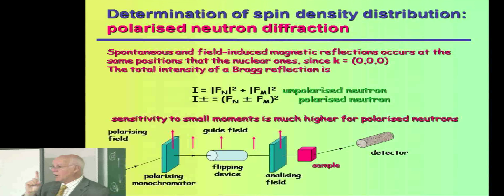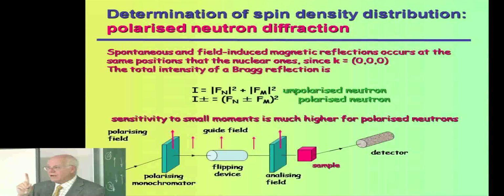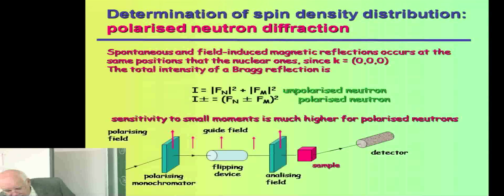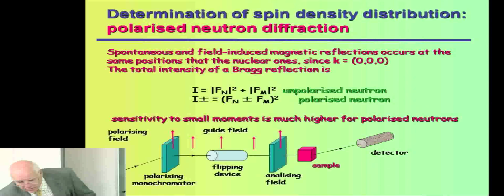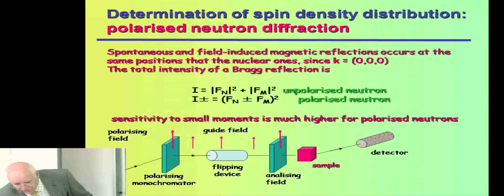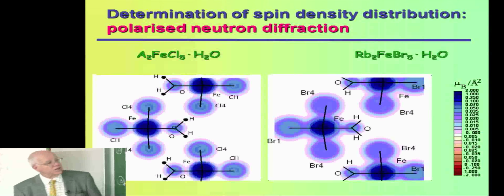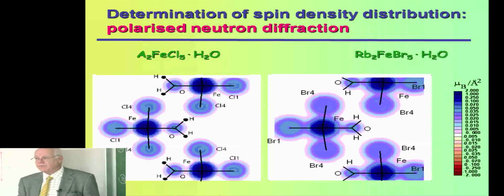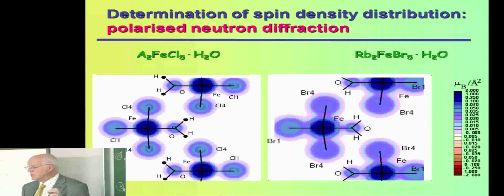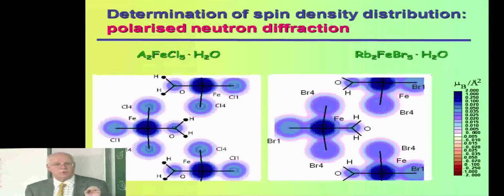This is very important. With polarized neutrons, you can determine the spin density. The spin density, this is very, very important. Let me go quick. Here you see the spin density distribution. In this problem, we were very concerned because the magnetic ordering was at a very high temperature compared with other compounds.